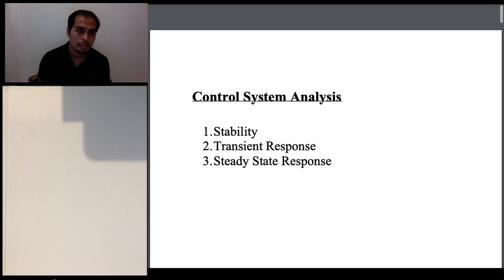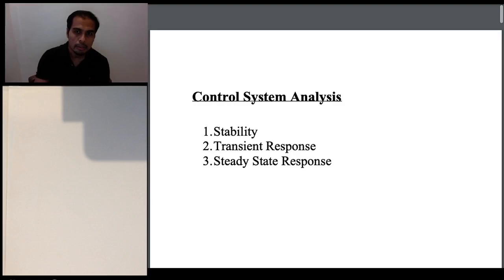There are three criteria that we can use to determine the system. The first one is stability, then transient response, and steady state response. If we were to design a system, we have to make sure that the system has stability, and then the performance of the transient response and also the performance of the steady state response. So there are three important things to discuss here. Okay, let's look at number one, which is stability.